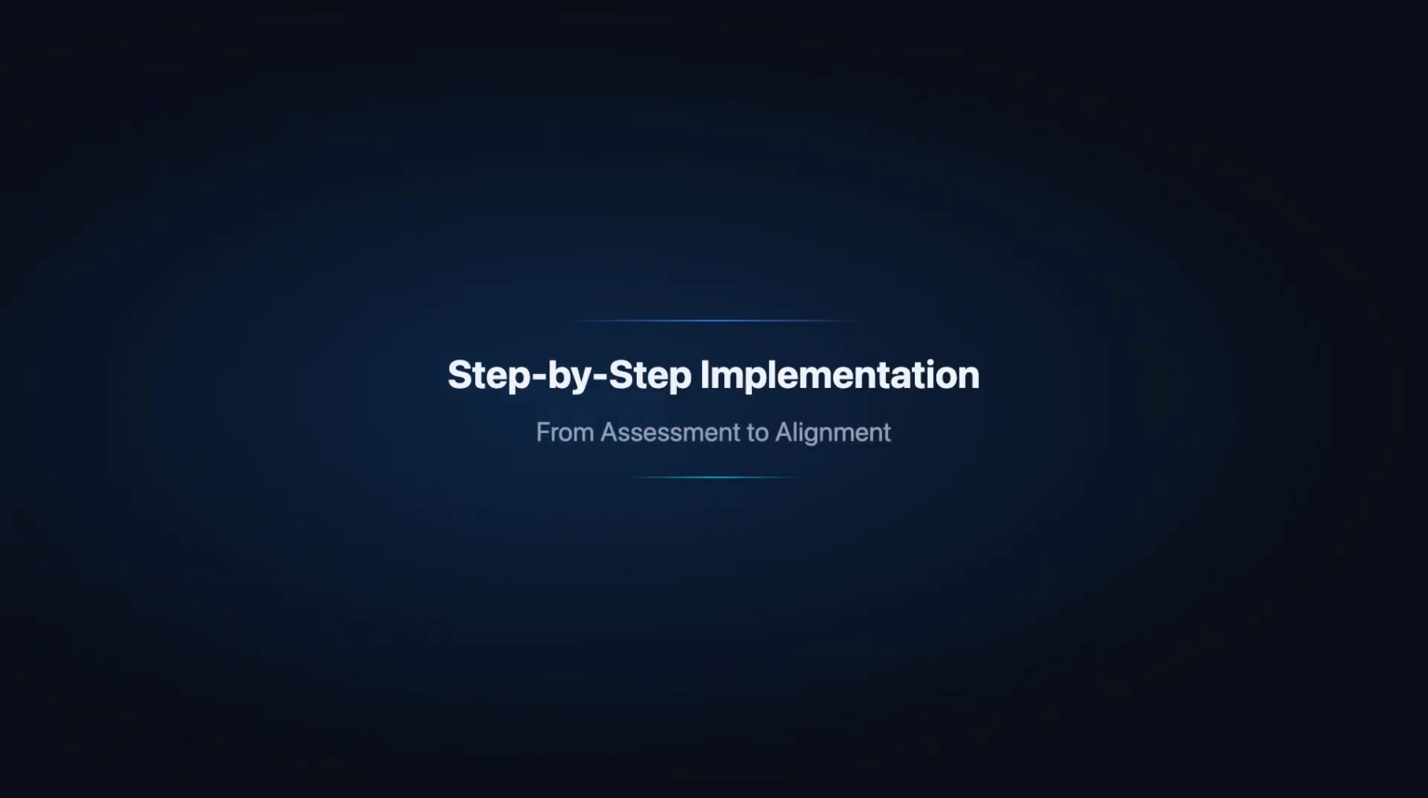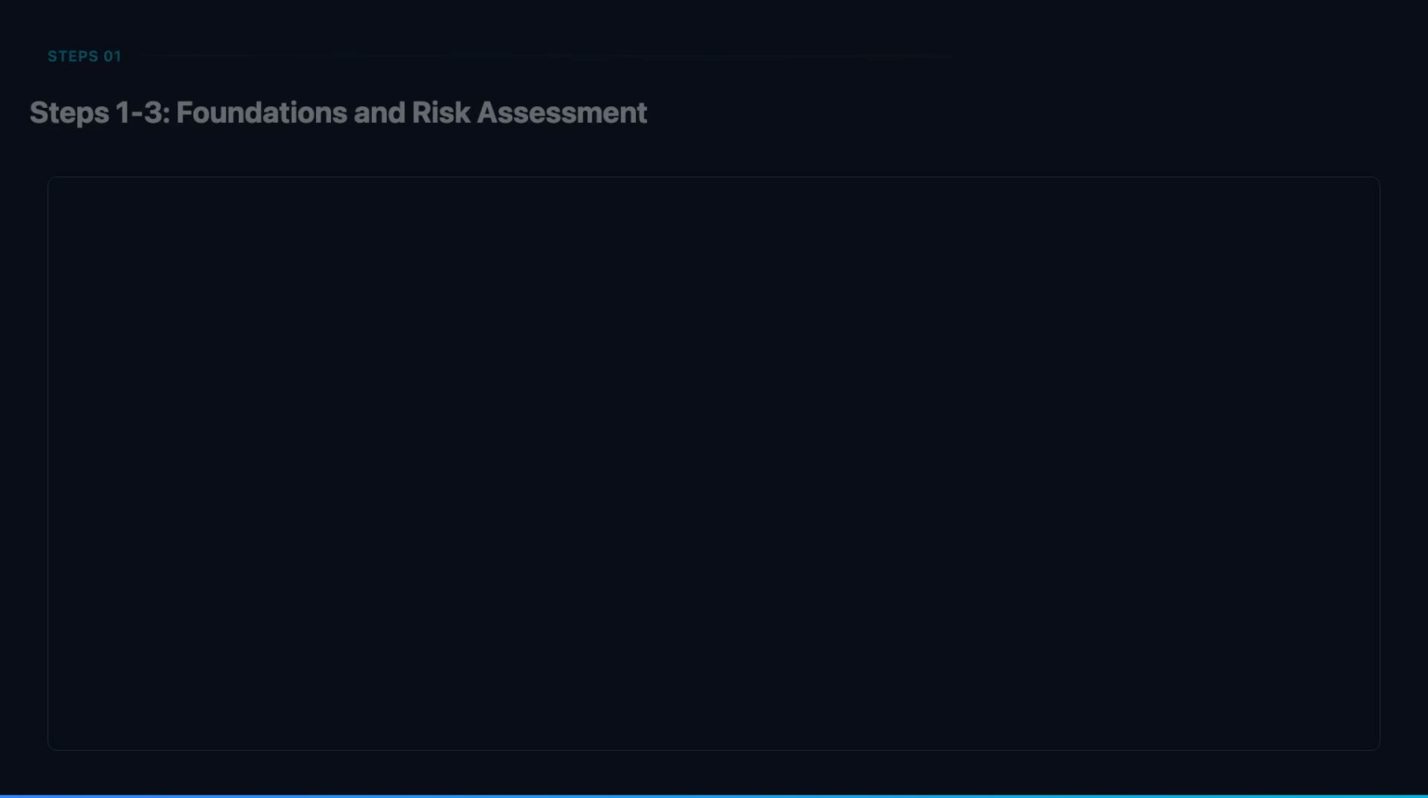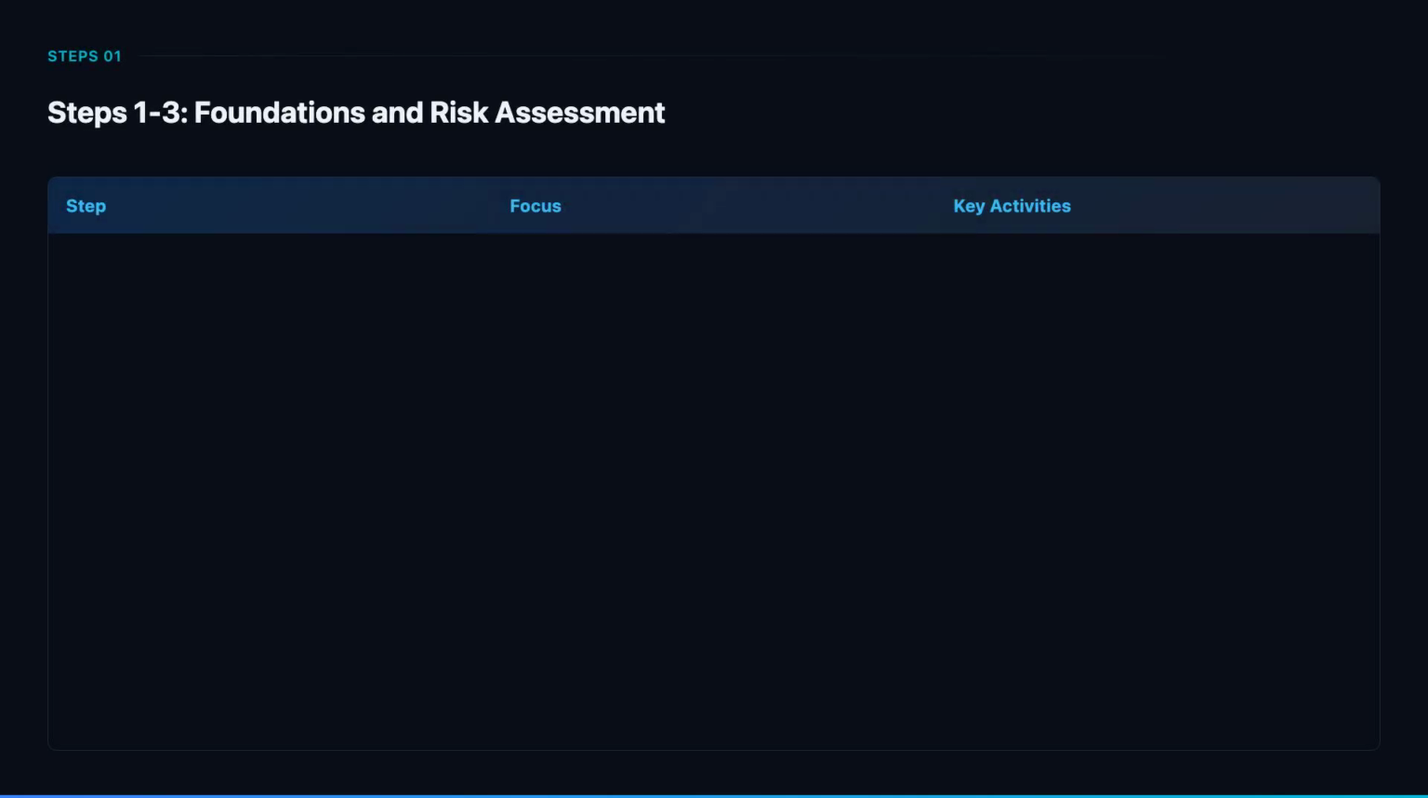Now let's move from theory to practice. The course organizes implementation into 7 practical steps, taking you from understanding the framework through to aligning it with your business objectives. Implementation starts with understanding the framework, identifying privacy risks, and establishing governance.